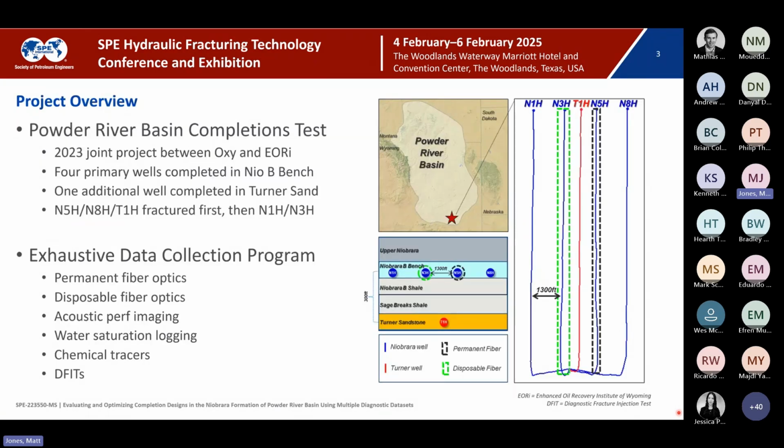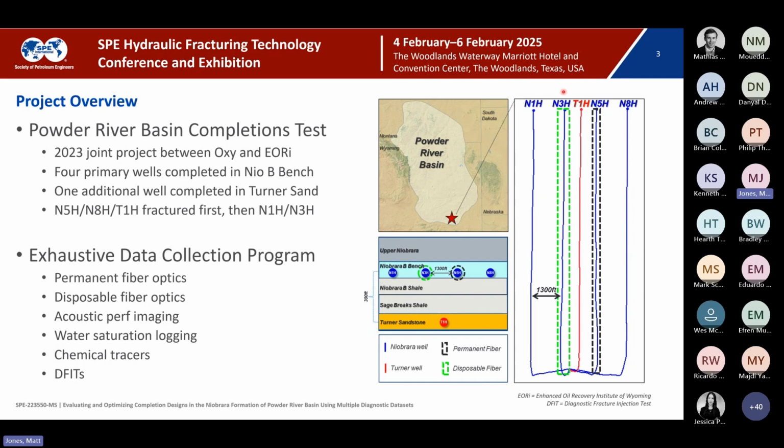Just to provide a little background on the project, as I mentioned on the title slide, this test was executed in Powder River Basin in Wyoming in 2023, and it was done as a joint effort between Oxy and the Enhanced Oil Recovery Institute of Wyoming, or EORI. We had 4 primary wells that were completed in the Niobrara B bench and 1 additional well completed in the Turner Sandstone. In terms of frac order, the N5H, N8H, and T1H on the eastern half of the pad were completed first, followed by the N1H and the N3H.